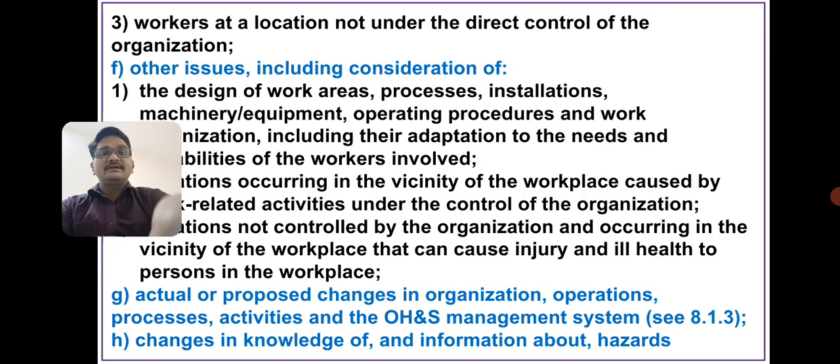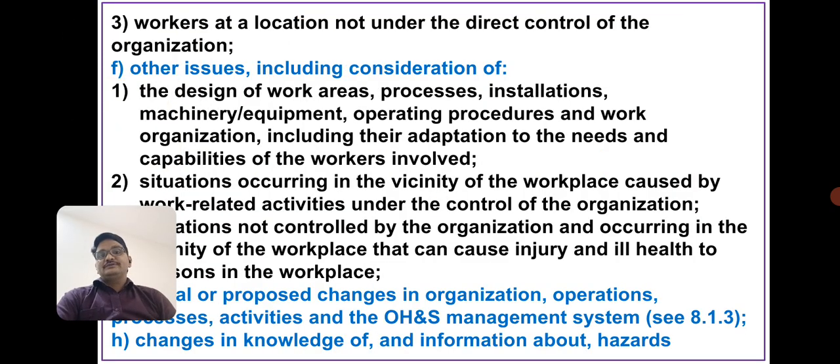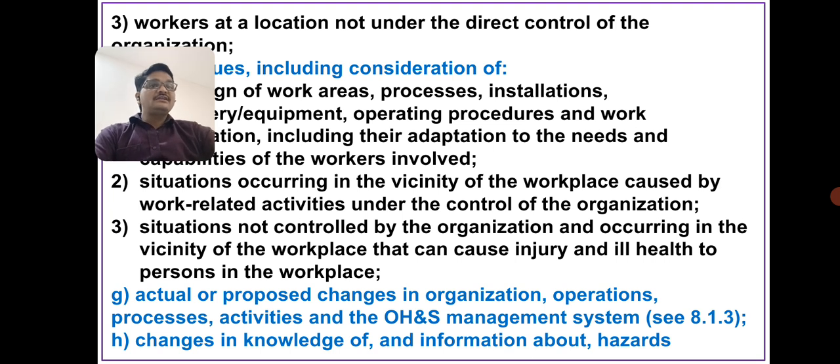And next are other issues, including consideration of the design of work areas, processes, installations, machinery and equipment, operating procedures, and work organization, including their adaptation to the needs and capabilities of the workers; situations occurring in the vicinity of the workplace caused by work-related activities under the control of the organization; and situations not controlled by the organization occurring in the vicinity of the workplace that can cause injury and ill health. Next are actual or proposed changes in the organization. And next is hazard generation by changes in knowledge and information about hazards.